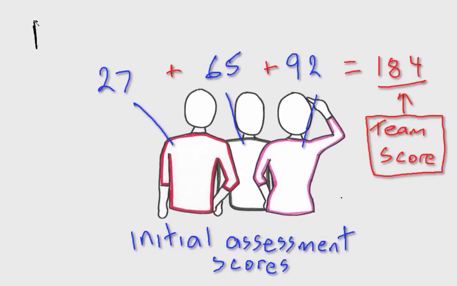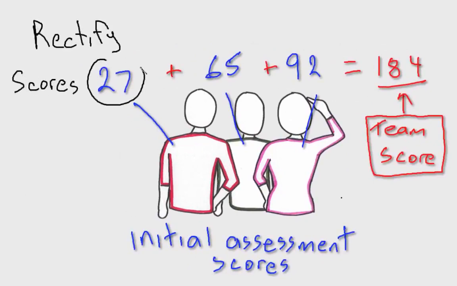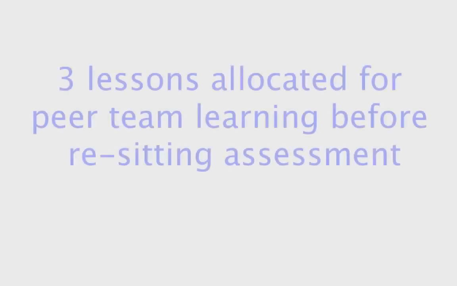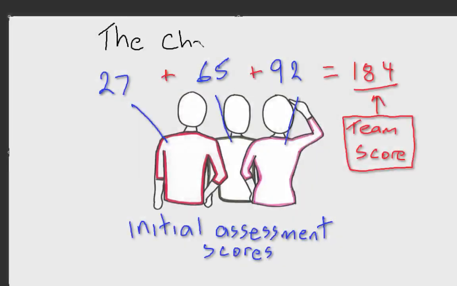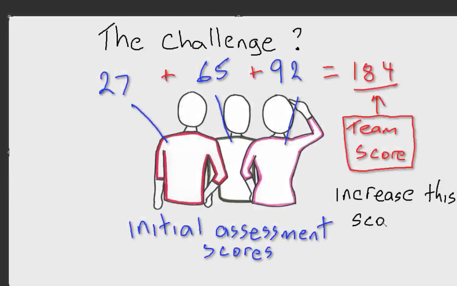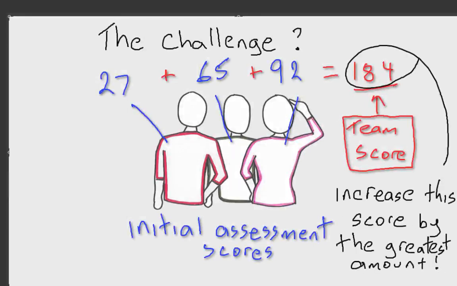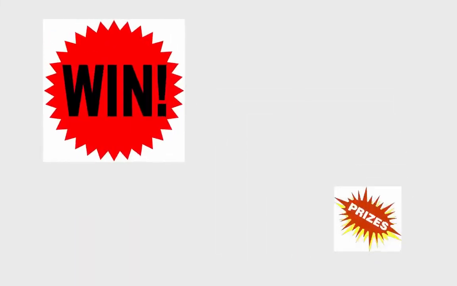The task for the teams of 3, led by the coach, was for each person to rectify the sections of their initial assessment that they didn't do well in. They had 3 lessons in which to do this, after which they would resit a similar assessment task. The aim of the competition was to be the team which increased their total score by the greatest margin. There were prizes for the top 3 teams.